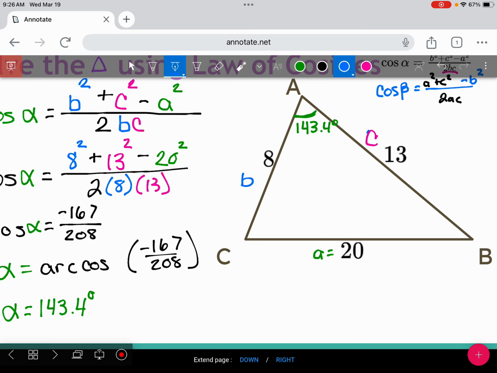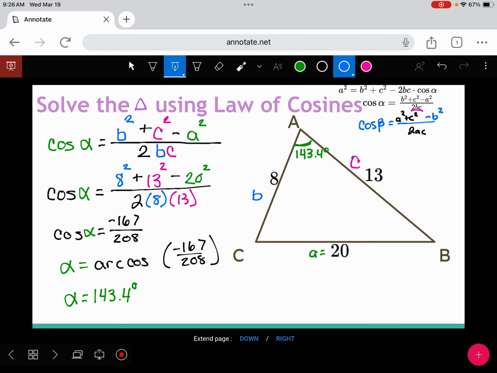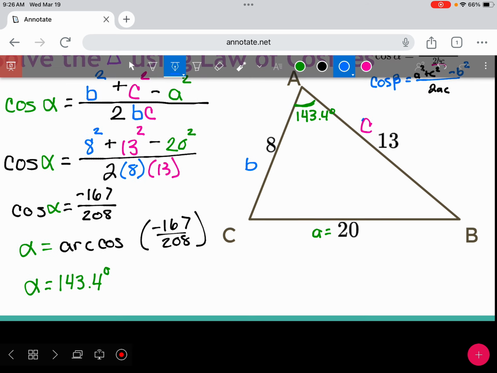I have a question. What's up? So what if you got an angle less than 0? You should not get an angle less than 0. So we're doing cosine, right? If you use law of sines, you can use sine. If you use law of cosines, use cosine.